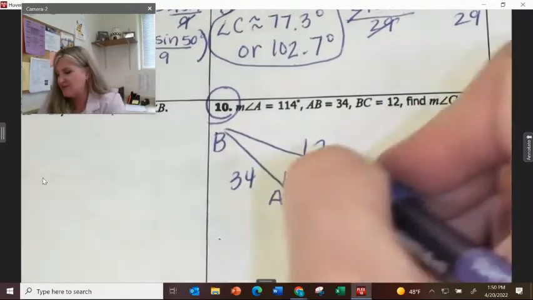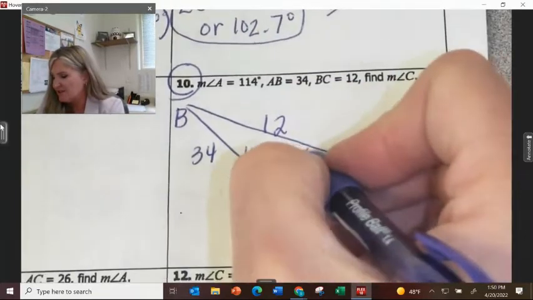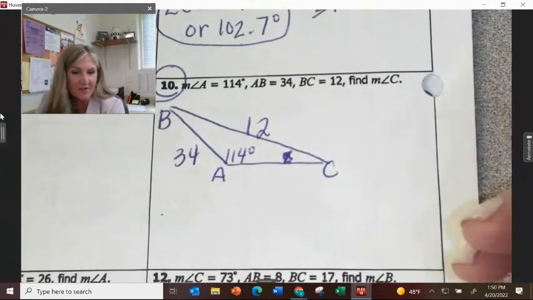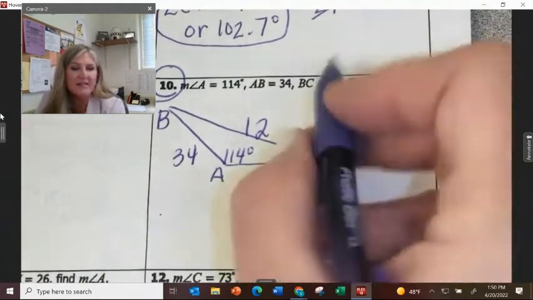We're trying to find angle C. I'll call it X. Let's just call it C this time. We don't have to call it X, just keep it as a C. All right, tell me the setup, guys.